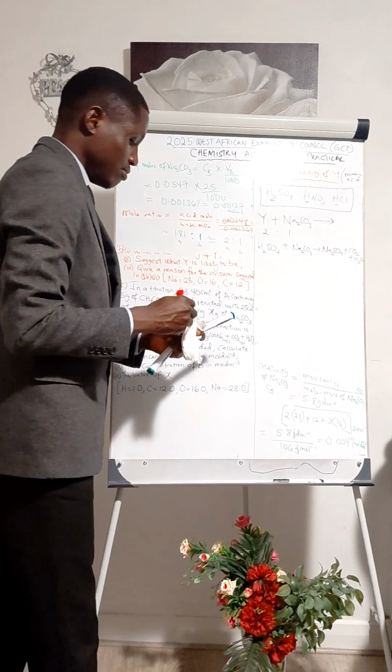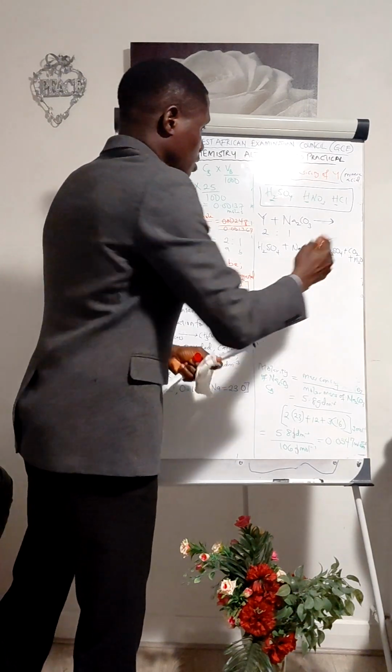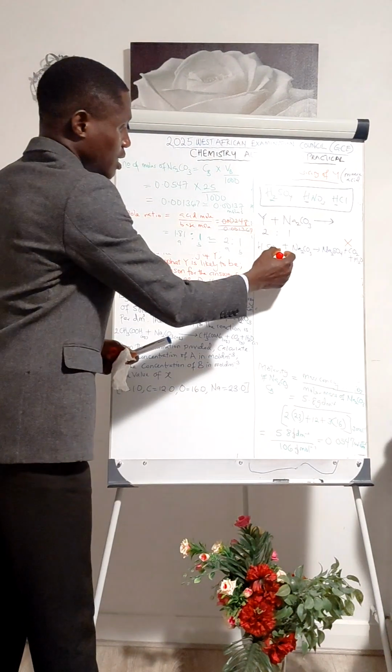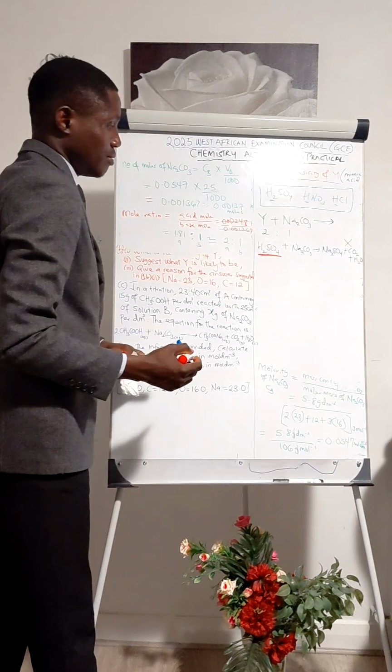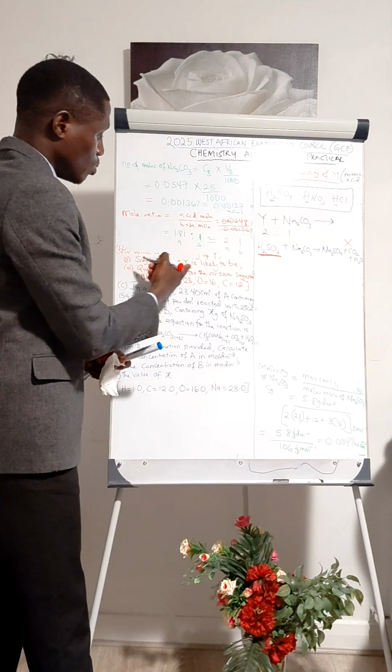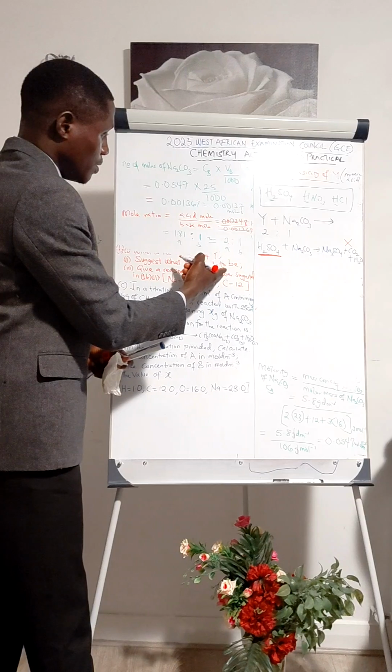So this can never be your answer. This acid can never be your Y. Are you getting what I'm trying to say now? Because it said you should suggest what Y is likely to be.